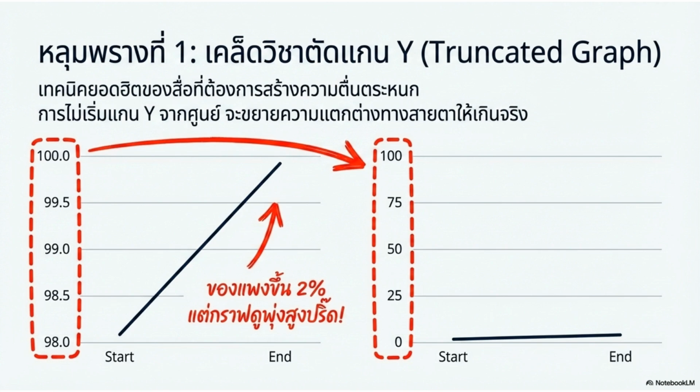Pitfall 1 is the truncated graph, a technique used by media to cause alarm. Not starting the y-axis at 0 exaggerates differences beyond reality. The 2% increase can look like a massive spike on a truncated graph.